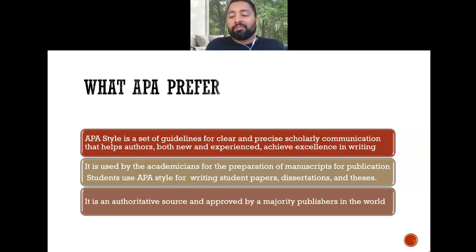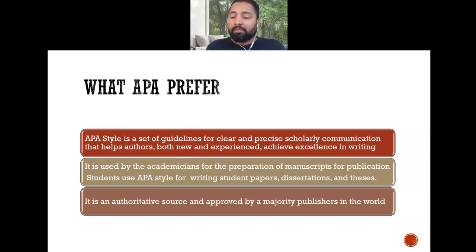If we do not follow these guidelines, our thesis or manuscript may not be accepted, because we must follow these guidelines. If a particular university follows APA 7th edition, we have to reframe the manuscript. We have to frame the manuscript according to the guidelines given by the university, meaning they are following the APA type of guidelines for preparation of the manuscript.